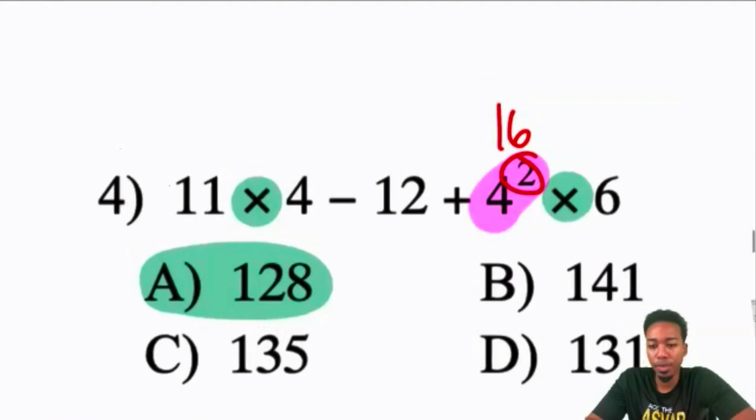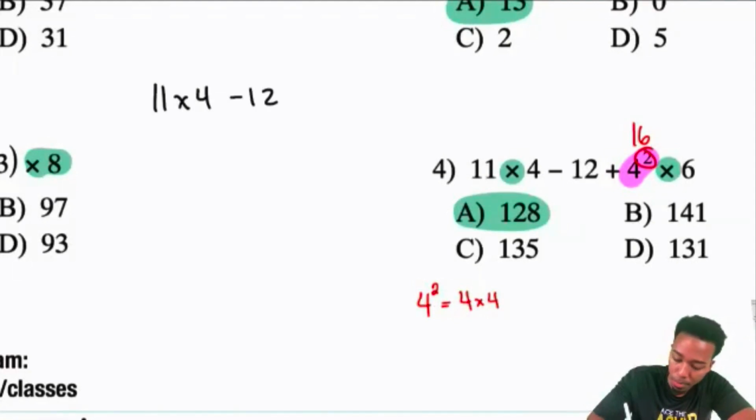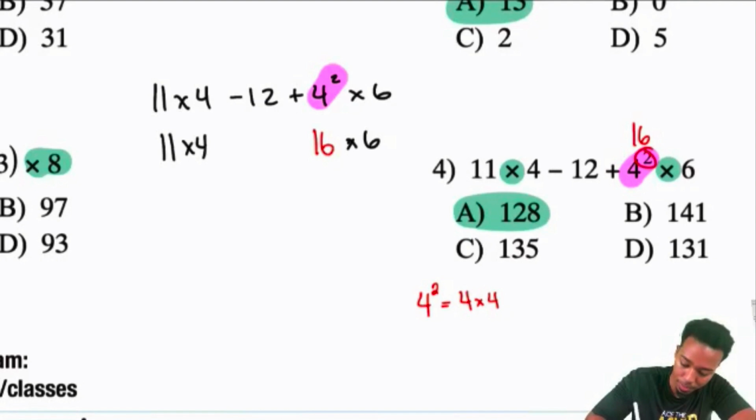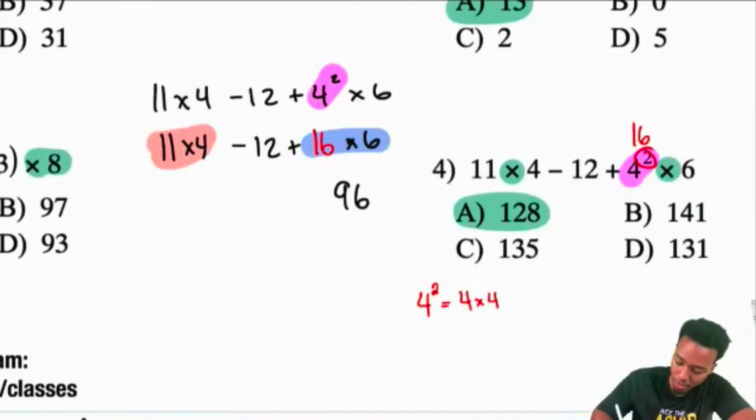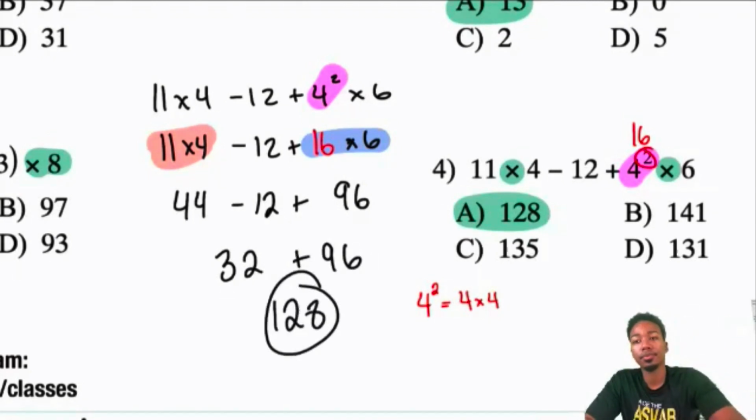So 96. So 44 minus 12 is 32. 32 plus 96. That's going to give you 128. A, right there. And so I'll go ahead and explain number 4 a little more deeply. I got you. So again, 11 times 4 minus 12 plus 4 squared times 6. So here, that became 16. So then we had 16 times 6. So then from there, we took care of business right here. That gave us 96. Took care of business right there. Gives us 44. And then you just read left to right, where we'll have 32 plus 96. And that gives us 128.